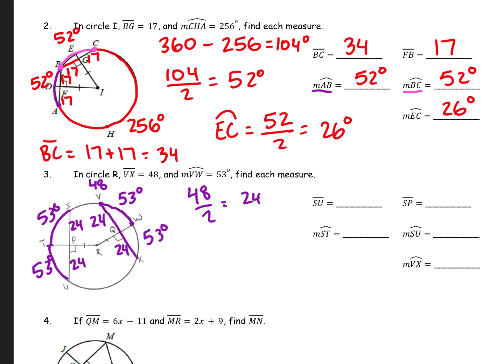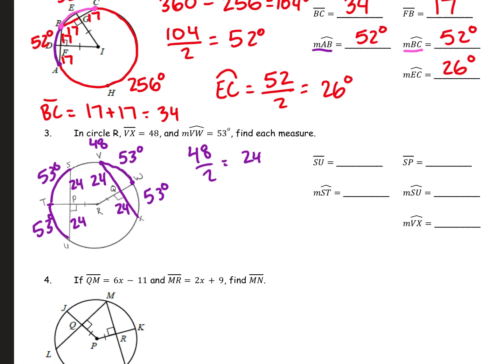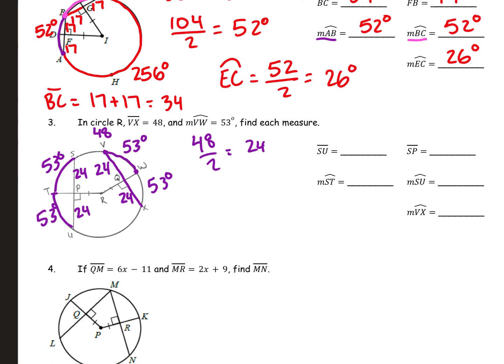Filling in the puzzle, filling in every missing piece, is probably the best way to go about this, because once you have every piece filled in, we can go over here and start finding everything. The length of SU. SU is the whole thing. It's basically VX. It's 48, without even having to add those up. I want you to be able to get that without even needing to add them up.